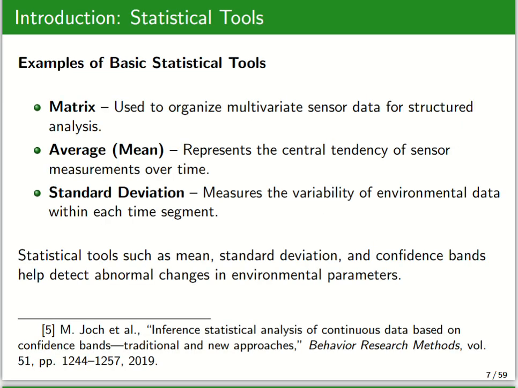We use basic statistical tools. These include metrics, average, and standard deviation. A metric helps us organize the data. The average shows the general trend, and we use this to help us check the health of the farm. If something is wrong, we can know early. Standard deviation tells us how much the data changed.